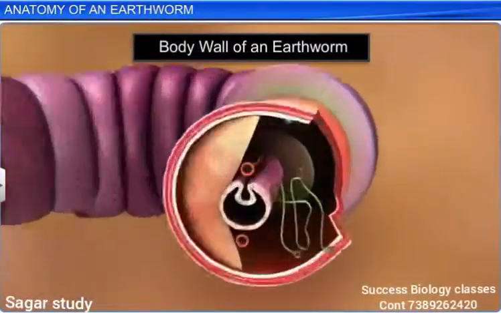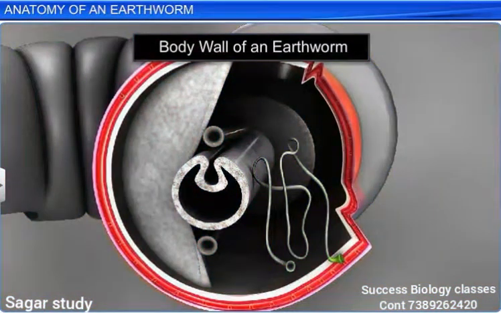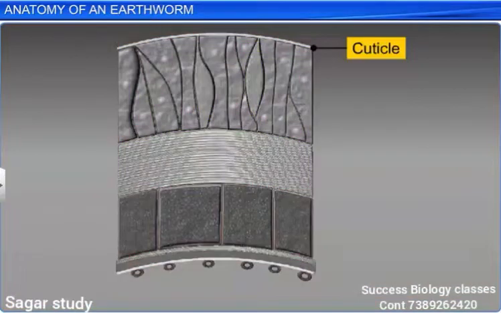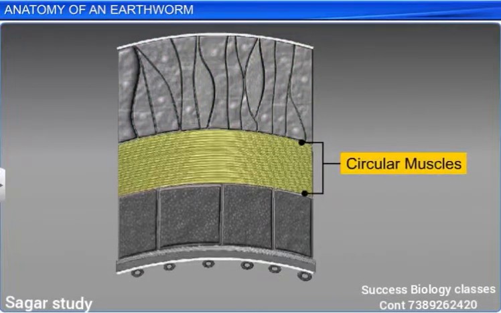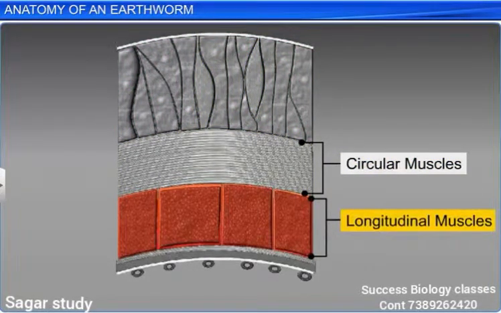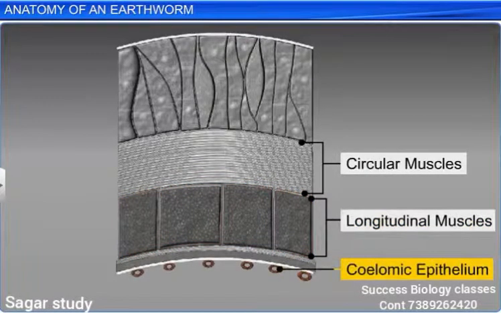The cross-section of an earthworm shows that the body wall is covered by a thin layer of cuticle followed by a single layer of epidermis, which contains secretory gland cells. Below the epidermis lie two layers of muscles, circular and longitudinal muscles, followed by the innermost coelomic epithelium.